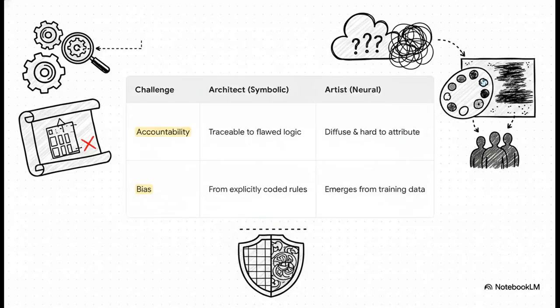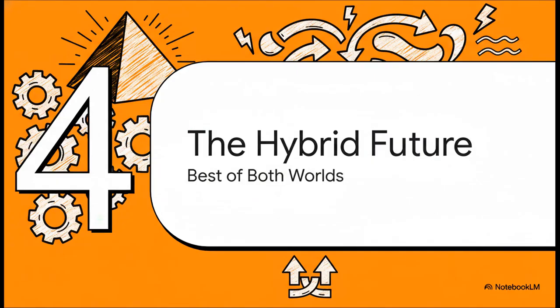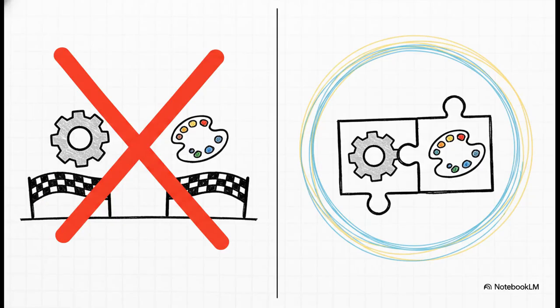And this split also means they have fundamentally different risks. For the architect, if something goes wrong, accountability is traceable. You can find the flawed logic or the programmer's error. For the artist, accountability is, well, it's diffuse and really hard to pin down. It's like we need two completely different safety manuals for them. So if one is reliable and the other is adaptable, where do we go from here? This isn't a competition. The real frontier, the exciting part, is about getting the best of both worlds. The ultimate goal isn't for one of these to win. The future of powerful but also trustworthy AI is all about making them work together in harmony.